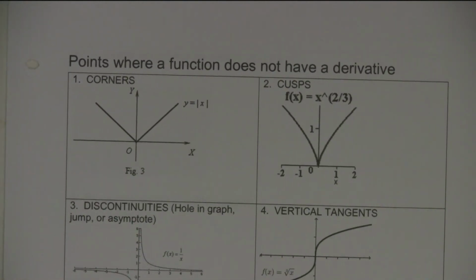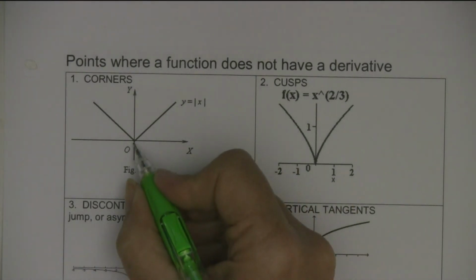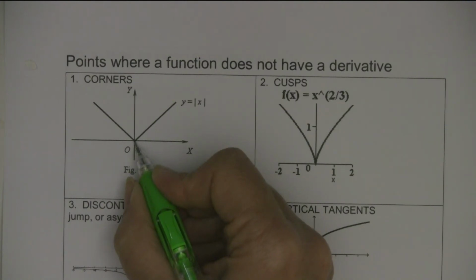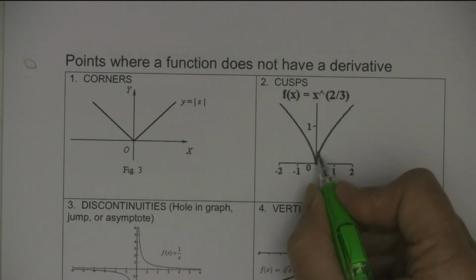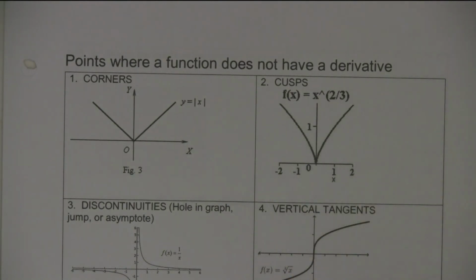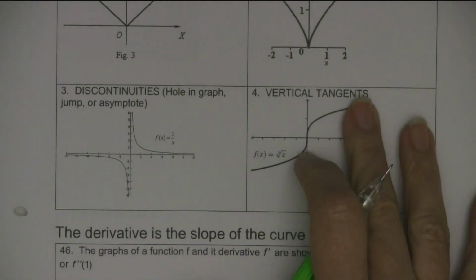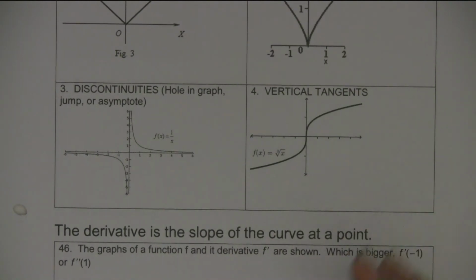Just some notes on points where the function does not have a derivative. The derivative does not exist at a corner. So right here at x is 0, the derivative does not exist. The derivative does not exist at a cusp. And right here at x is 0, the derivative doesn't exist, coincidentally at 0. All of these are coincidentally at 0. So it's not that 0 has a problem.